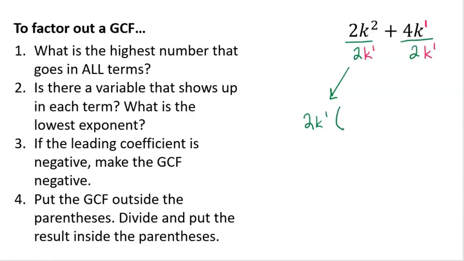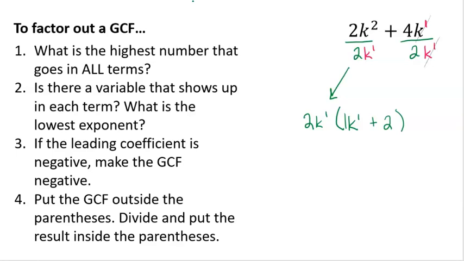2 divided by 2 is 1. And then for the k's, I have a 2 minus 1, which is going to give me a 1. And I don't need to put a 1 here, but if you need to use it to help you remember, then that's fine. And then we've got positive 4 divided by 2. That's positive 2. And then we have a 1 minus 1, and so these are going to cancel out. And I'm going to close this up, and then I'm going to clean up my answer.